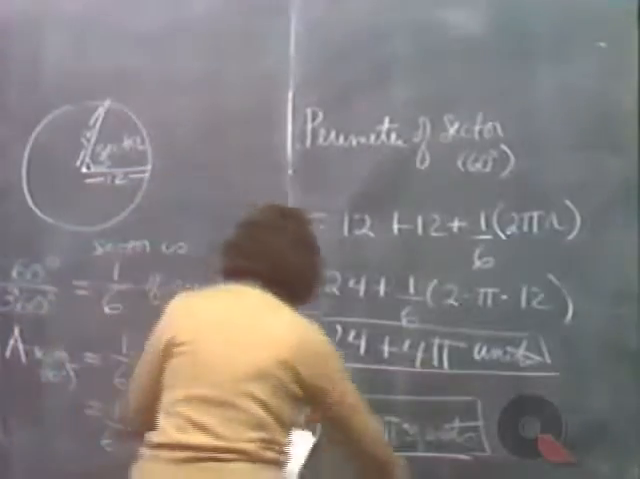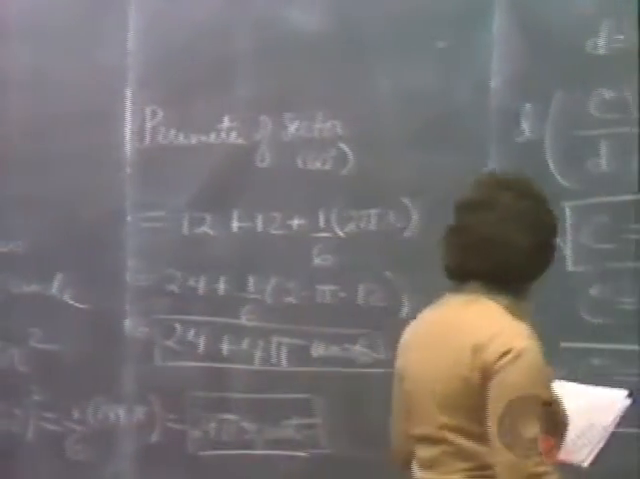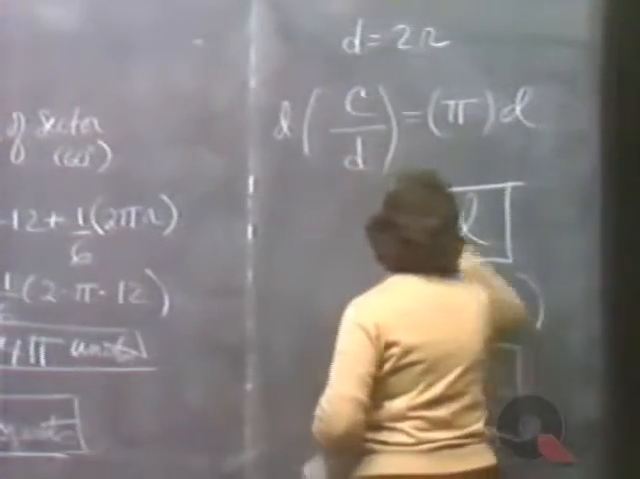Okay, let's try one more slightly complicated example using what we know about triangles and mixing in what we have about circles now.